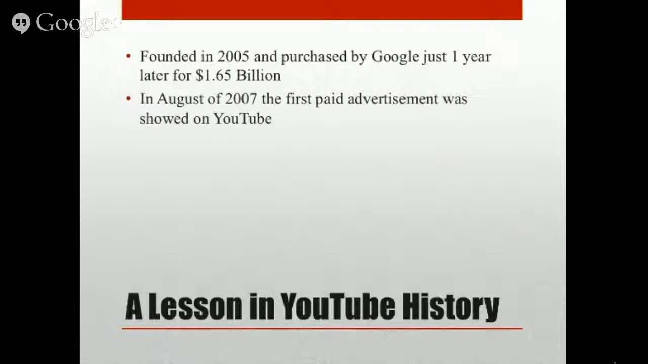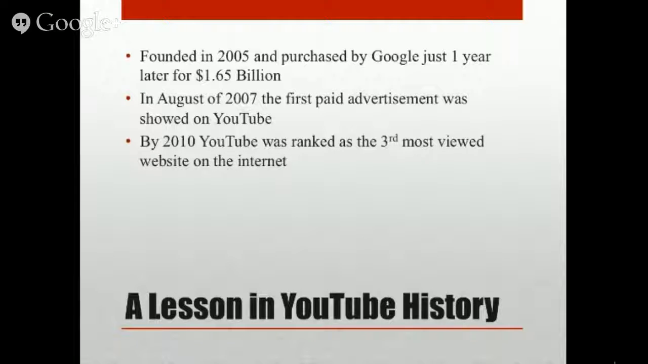So in August of 2007, the first paid advertisement was shown on YouTube. Now, this ad was a lot different than the ones you see today. It was actually just a little overlay on a video. You do see some of those still, but they're not as prevalent anymore. And since then, the ad platform has changed quite a bit, and it's actually become a lot more advanced. It's great right now, and we'll get into that in a little bit here.